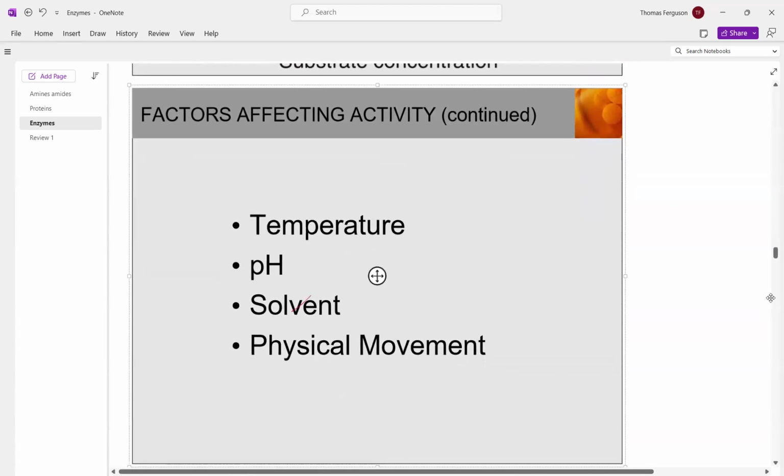And again, solvent's a factor, but not in our body because our body's solvent doesn't change. The only place it sort of changes is in our stomach, but it's still an aqueous environment. What changes drastically in our stomach, though, is its pH.